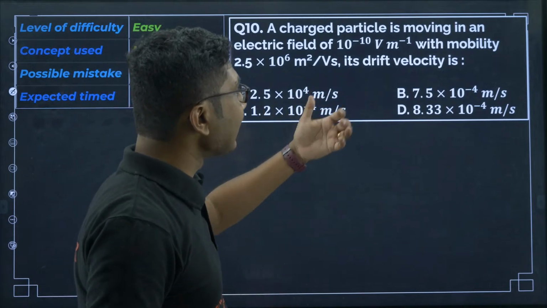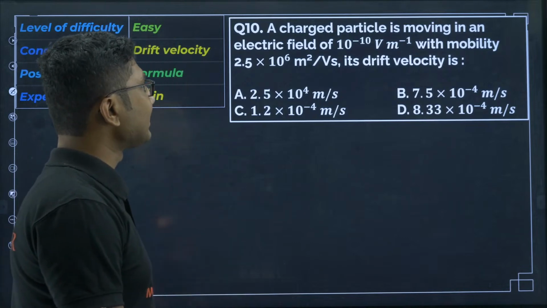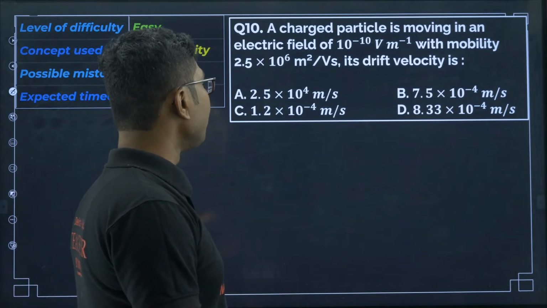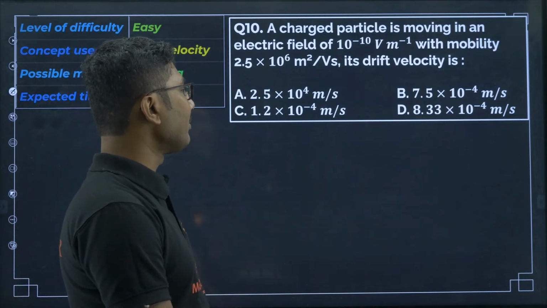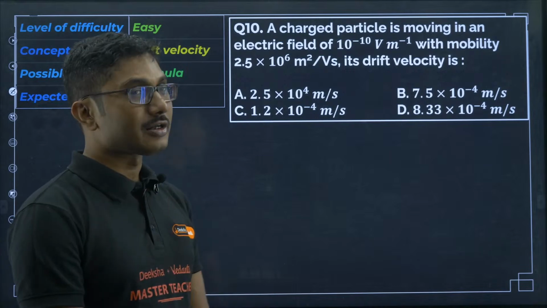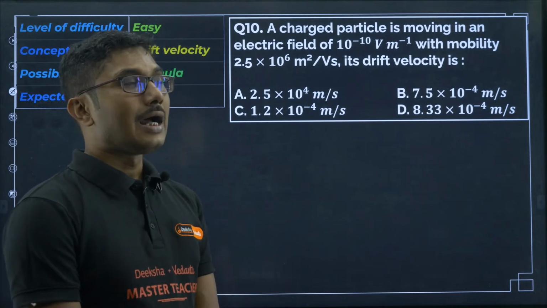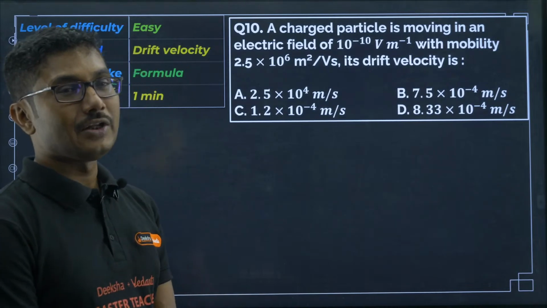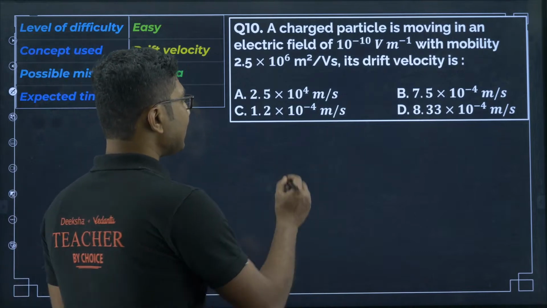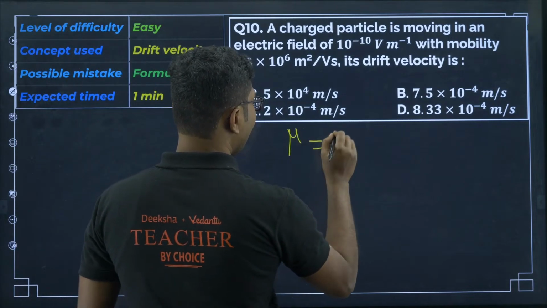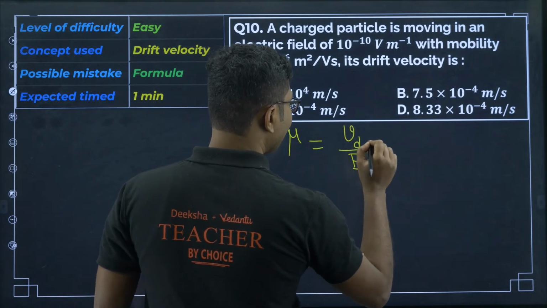A charged particle is moving in an electric field of 10 to the power of minus 10 volt per meter with mobility 2.5 into 10 to the power of 6 meter square per volt second. Its drift velocity is. Easy question. What is the relationship between mobility, drift velocity and electric field? If you know that, you can answer it. Mobility is defined by drift velocity per unit electric field, as simple as that.